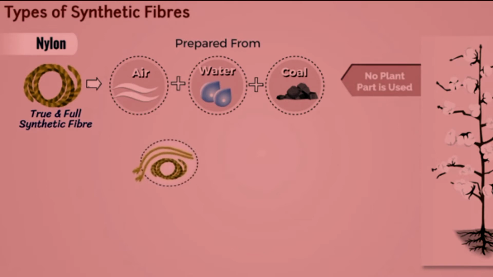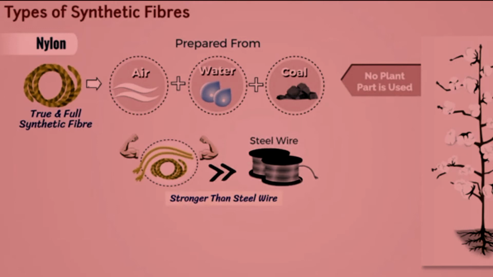Nylon thread is known for its strength. You will be surprised to know that a nylon thread is stronger than a steel wire. Besides strength, a nylon fiber is also elastic, meaning it is capable of regaining its shape after stretching or compressing.